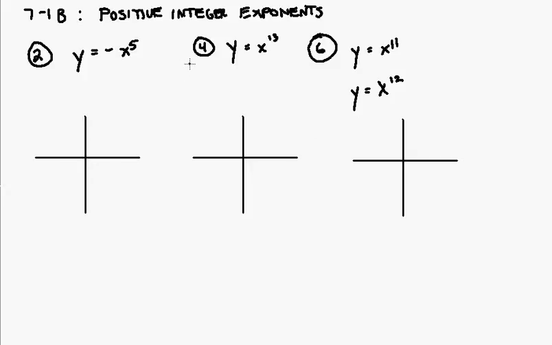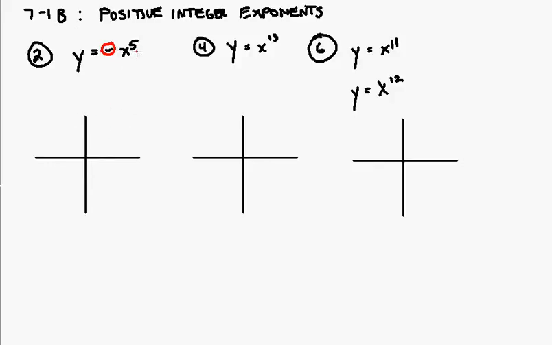Looking at selected solutions for 7-1b, positive integer exponents, let's take a look at number 2, y equals negative x to the fifth. The fact that we have a negative here means it's going to look the opposite. It's going to reflect over what it normally would be.